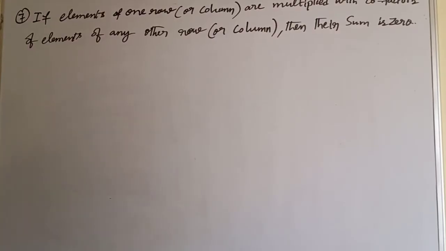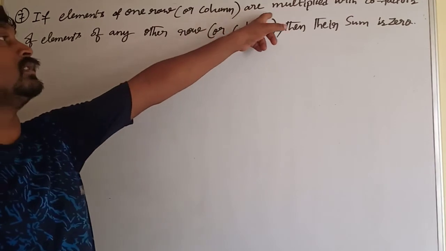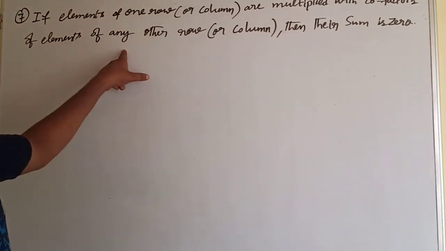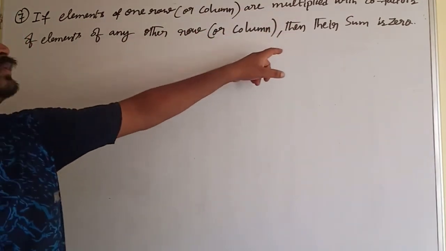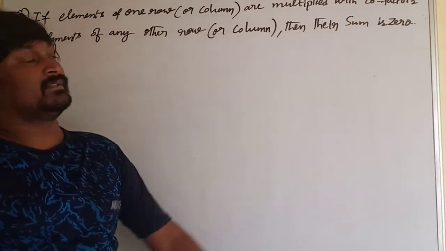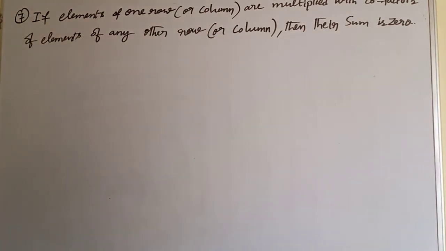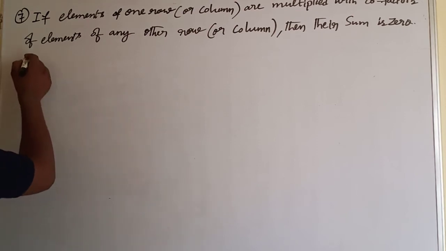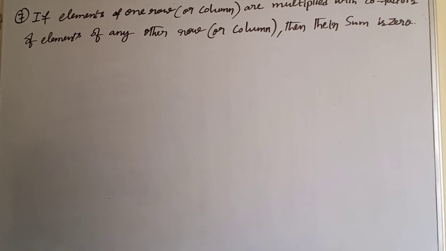Alright, let's move on to this. If elements of one row or column are multiplied with cofactors of elements of any other row or column, then their sum is 0. It is a very easy one, how this is going to be. Anyhow, I'll take a general one only.